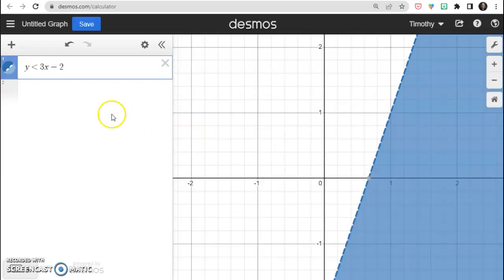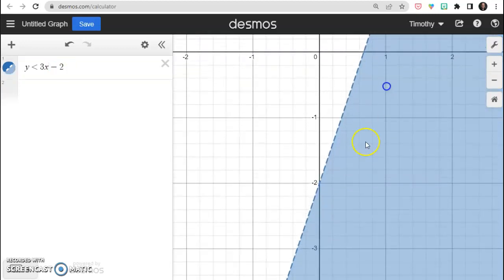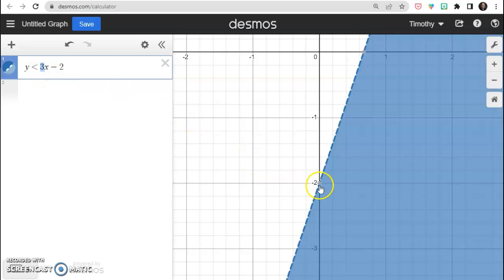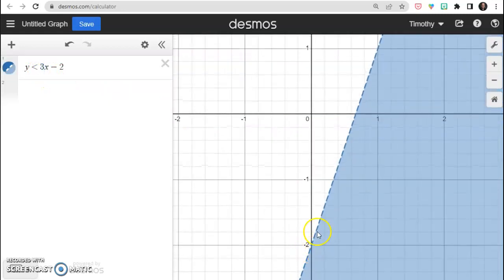All right, so this has slope-intercept form, where the y-intercept is negative 2, and if we look at the graph here, it's crossing down here at negative 2. The slope is 3, as a fraction 3 over 1. To get to another point on the line, I would go up 3 and to the right 1.